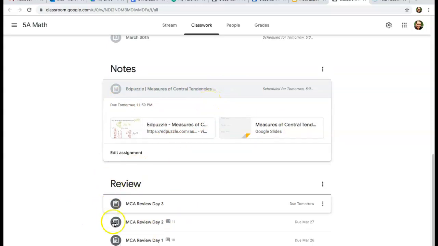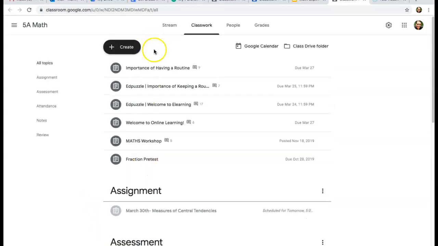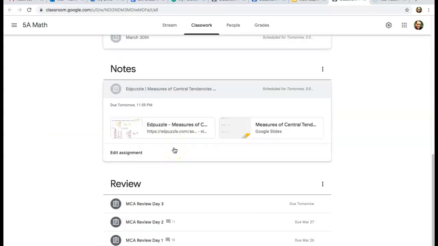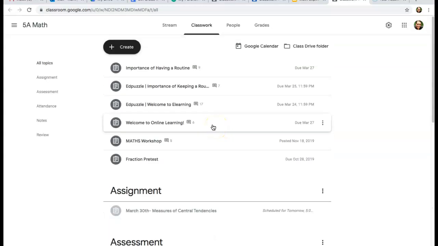Then at the bottom you have our review section. This is what we worked on last week. We worked on MCA review, and we'll probably get back down into the review section again towards the end of the school year if this e-learning lasts throughout the school year. So that is going to be our math expectations, what our Google Classroom under classwork will look like, and where to find your assignments each day.